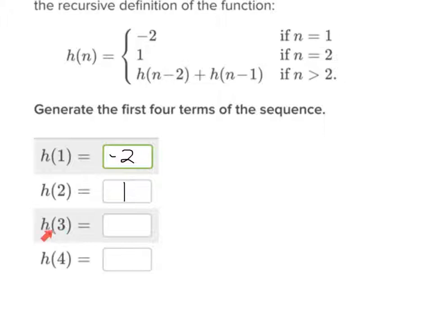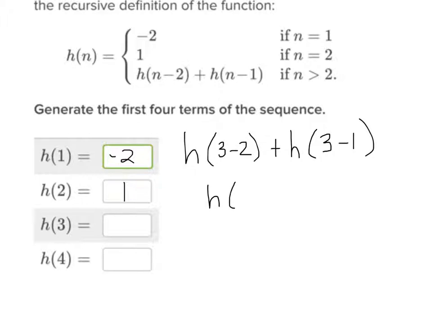Now, here, if I want h of 3, my n is 3. So I need to put a 3 in for n here, and a 3 in for n here. So I have h of 3 minus 2 plus h of 3 minus 1. So that's going to be h of 1 plus h of 2. Well, it says right here, h of 1 is negative 2. And it says right here, h of 2 is 1. Well, negative 2 plus 1 is? Negative 1. It's that simple.